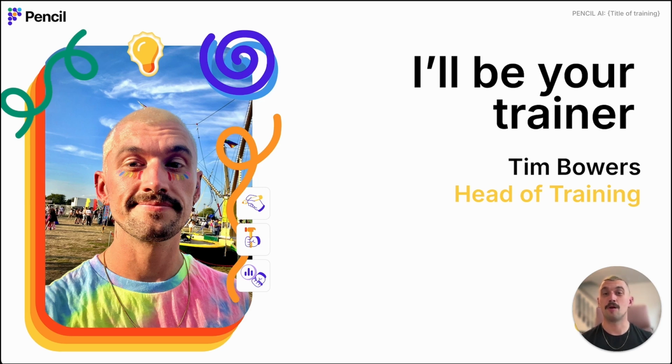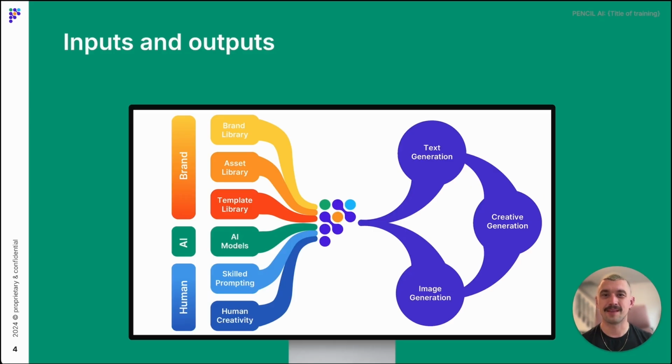So, what is Pencil? Pencil is a platform that aggregates AI models and other information and inputs to produce text, images, and then using the text and images generated also to produce ad creatives. The inputs, as you can see on the left-hand side, are varied.